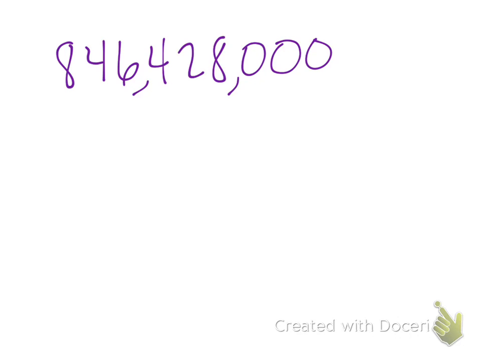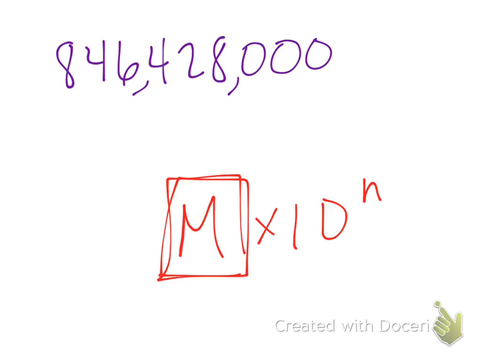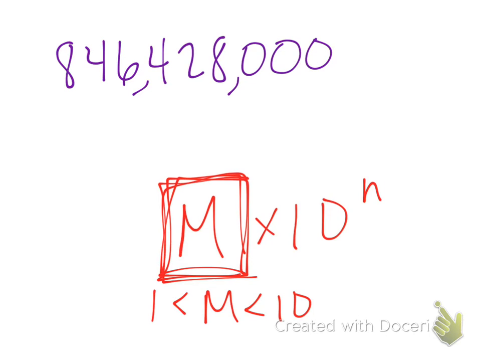Okay? So let's think about what scientific notation looks like to begin with. M times 10 to the n. This number right here always has to be between what? Between 1 and 10. So m has to be less than 10 but greater than 1. That's the rule for this.